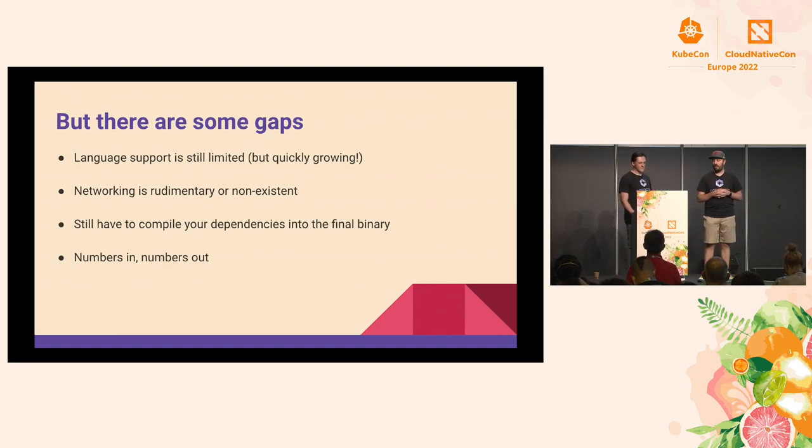So you have to find ways around that. And you still have to compile a lot of your dependencies into a final binary, the final WebAssembly module. And ultimately, everything is still numbers in, numbers out. You get a vector of bytes, and you have to return a vector of bytes. There's no types. There's work being done on that. But right now, you're pretty much just raw bytes when you work with it. So that's where we are with WebAssembly.